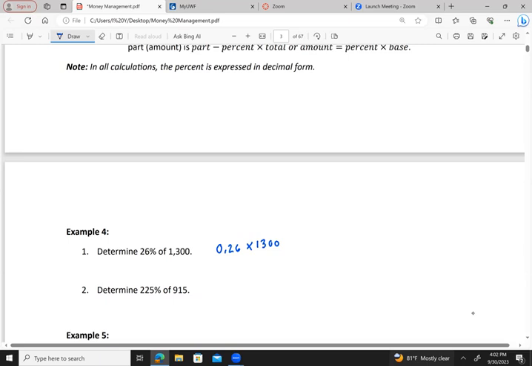1,300, and we get 338. To find 225% of 915, 2.25 times 915, and we get 2,058.75.